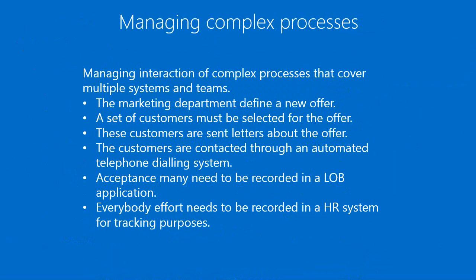And this one we see quite a lot actually. It's around managing complex processes, managing the interaction of complex processes that cover multiple systems and multiple teams. An example we gave here is that the marketing department defines a new offer. A set of customers must be selected. These customers are sent correspondence, either letters about the offer, etc. Then the customers are contacted through a telephone dialing system. And the acceptance is quite often recorded in a line of business application, and all of that effort is recorded in an HR system. So as you can see, that goes across multiple processes within multiple teams and multiple systems.